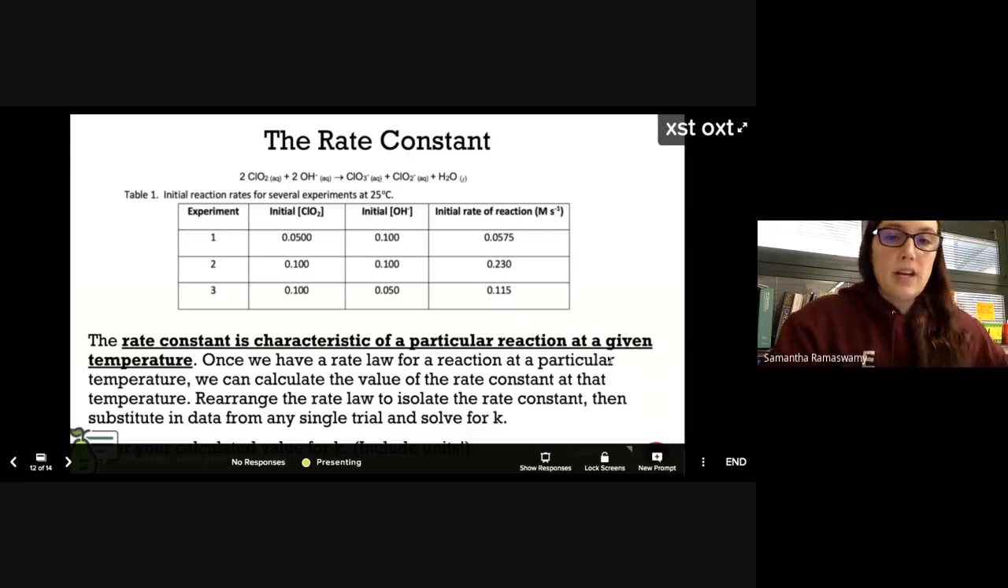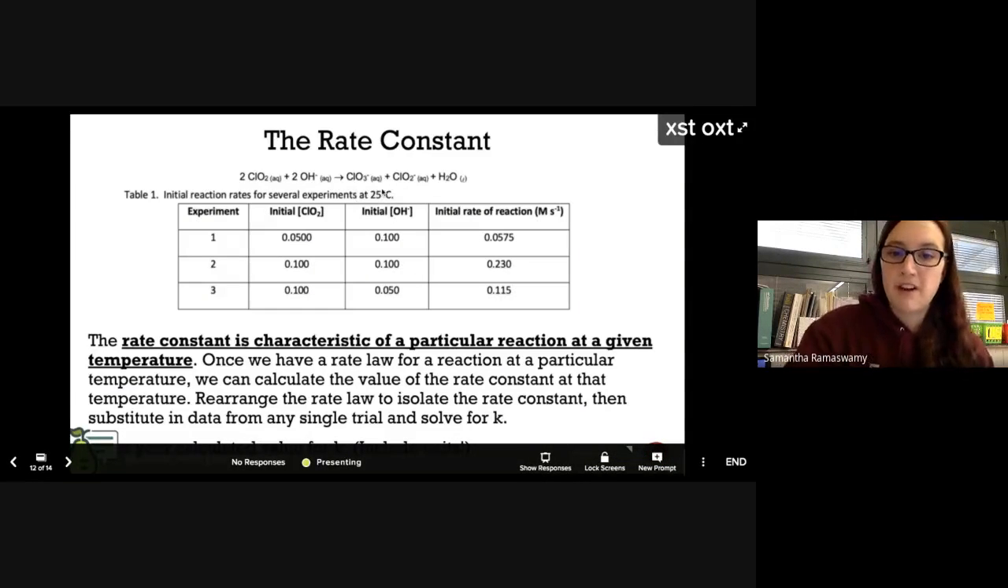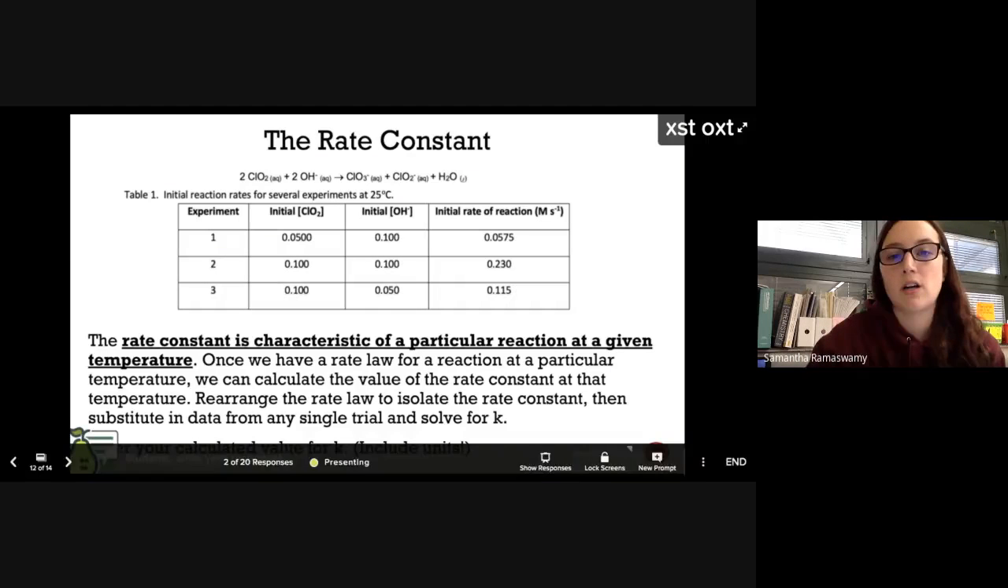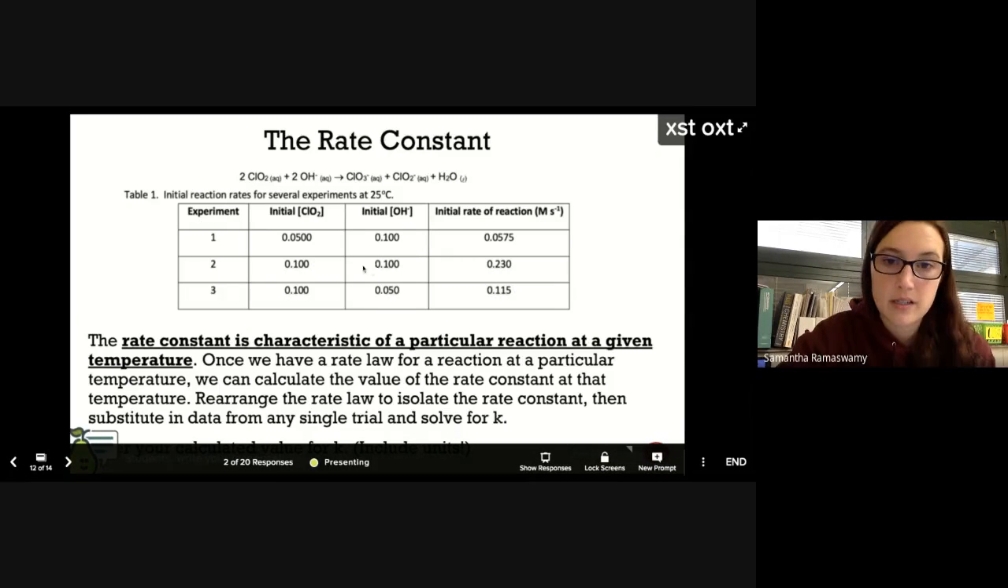All right, so for this, remember that a rate constant is constant as long as we're at the same temperature. So all of these experiments are at 25 degrees Celsius. So I want you to calculate the rate constant and include units. Remember, when you're calculating the rate constant, you need to use the rate law that we just wrote. Rate equals K times the concentration of ClO2 squared times the concentration of OH minus. Pick one of the experiments, plug into the rate law, and solve for K.